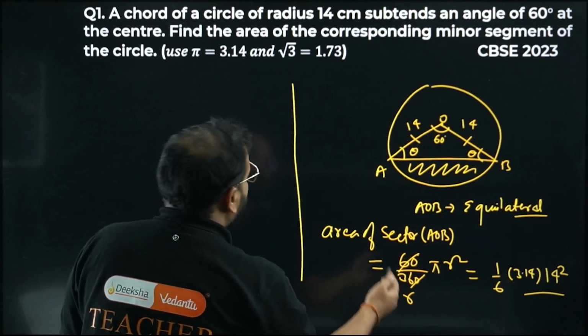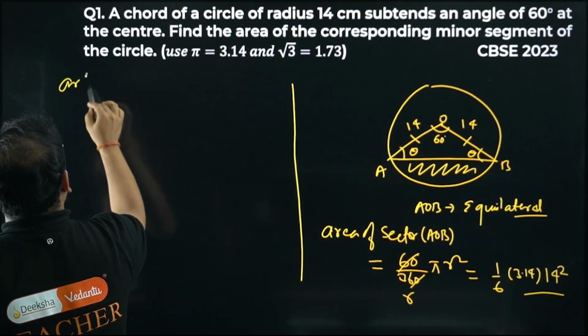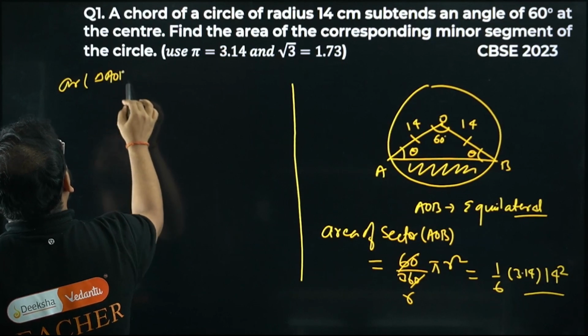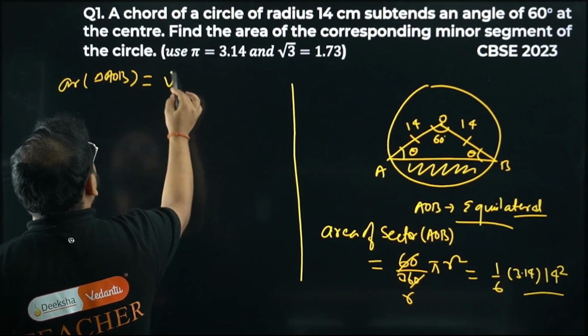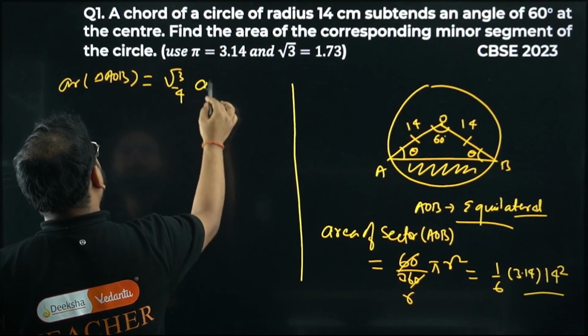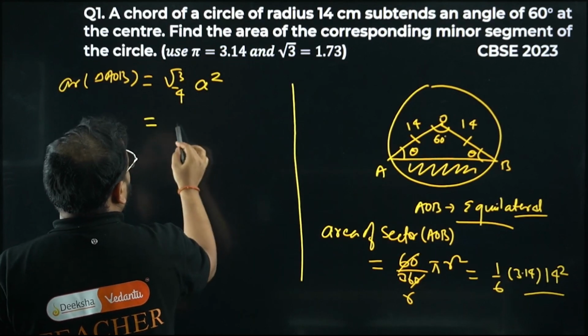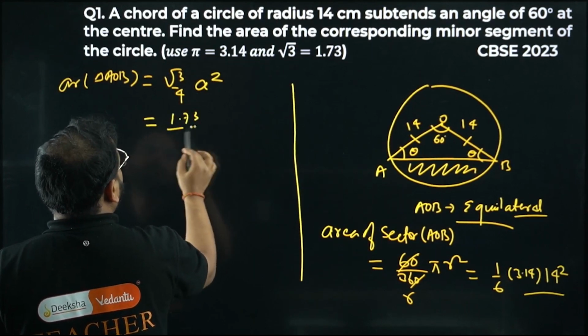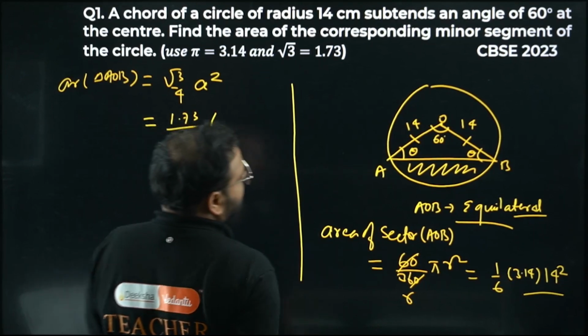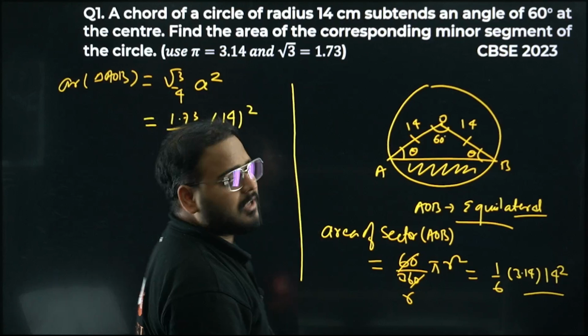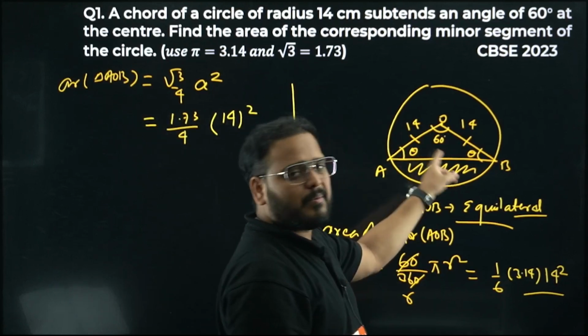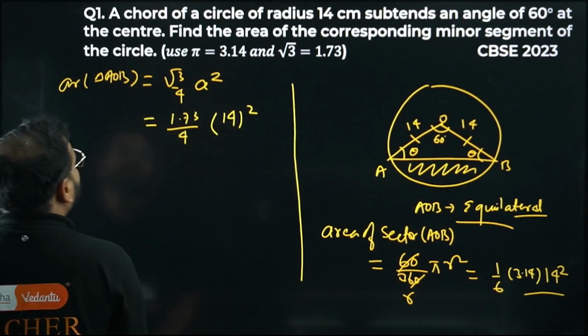Now after doing this, area of sector is completed, right? Now we are looking for what? Area of triangle AOB. What am I getting? Equilateral triangle. It means the formula, if you remember, is root 3 by 4 a square. Root 3 is 1.73 by 4. What is a, sir? A is going to be 14 square. How come 14? Equilateral triangle, so all sides will be equal. So 14 square only.